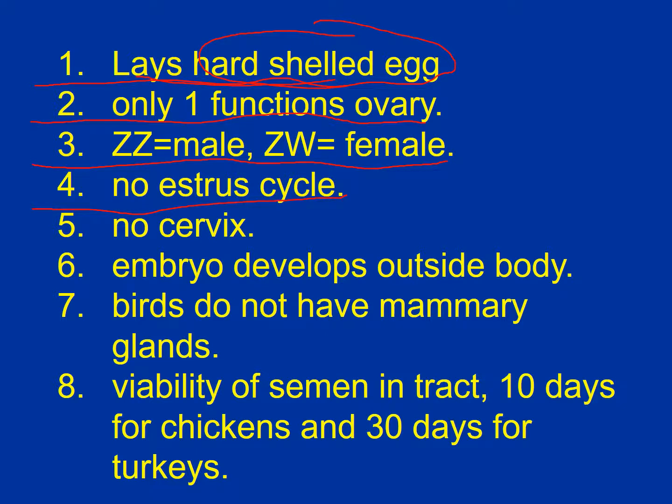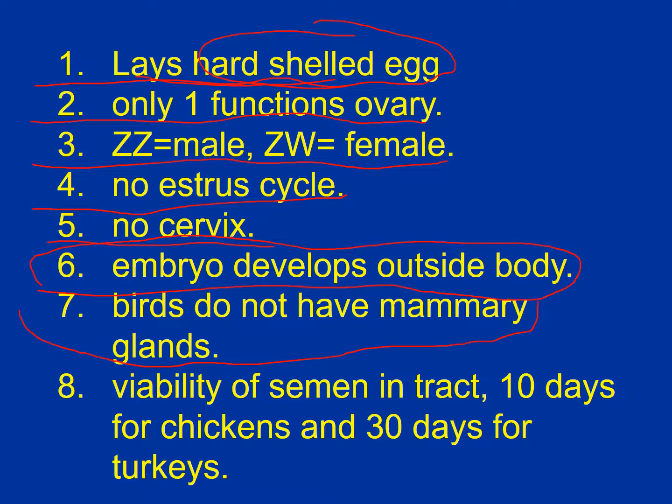Birds don't have an estrus cycle. Most birds are seasonal breeders, but when they come into season, they readily let the male inseminate them. There's no cervix, although there are gateways between one part of the reproductive tract and the other. First, the embryo develops outside the body. The egg is laid and then incubated, and all the nutrients required by that young embryo are contained right in the egg. Birds do not have mammary glands, so birds do not produce milk.